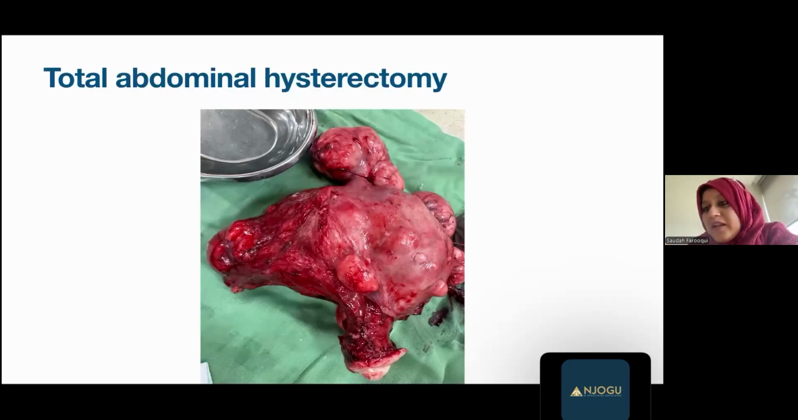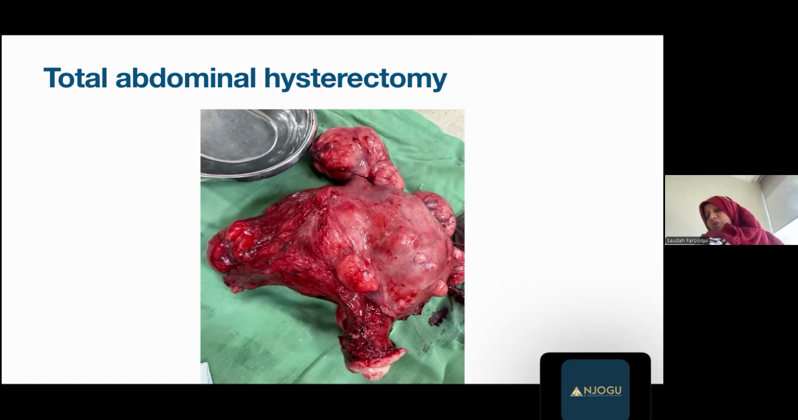Now this is from another patient where we removed the whole uterus. You can see a pedunculated fibroid at the top. You can't even see her tubes or ovaries because the fibroids had taken over the whole uterus. And this is quite big.